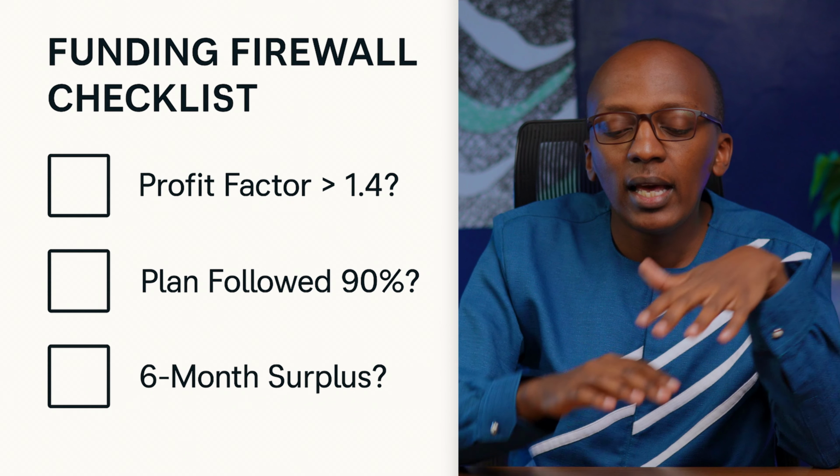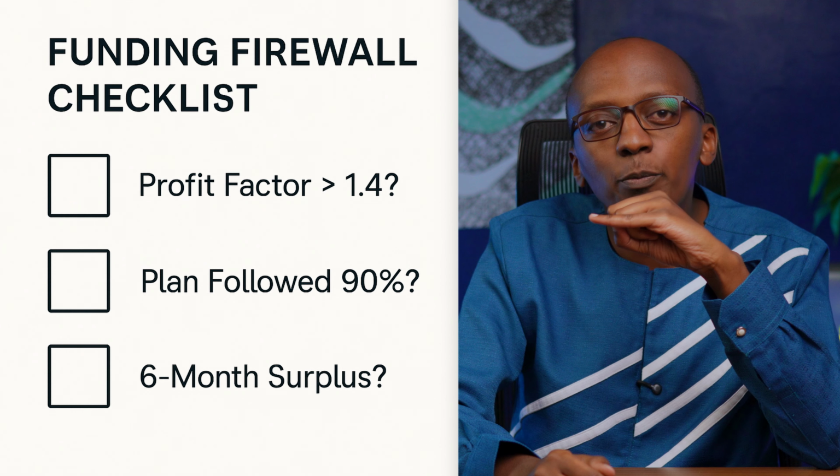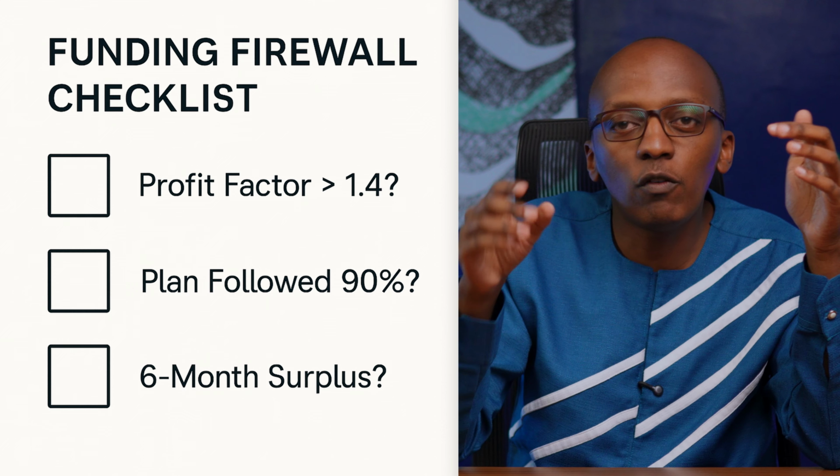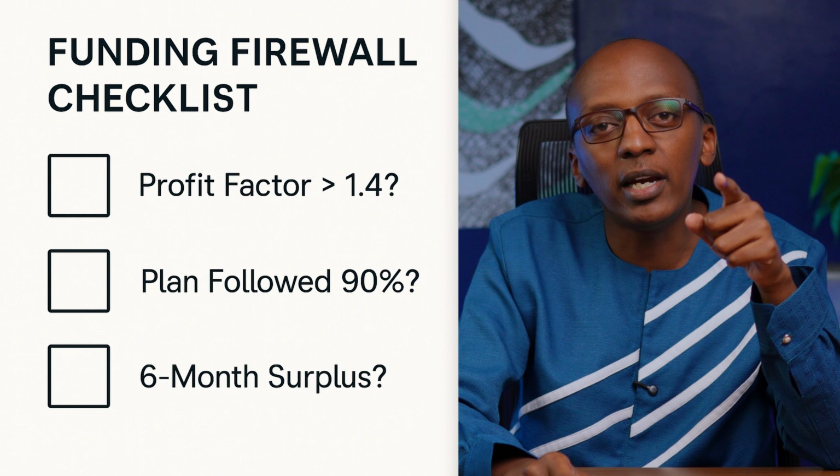Number 3, the surplus check. Do I have 6 months of living expenses saved up outside of this trading money? This proves that you are not trading with scared money. Print this checklist out, tape it to your bank card, and make yourself earn the promotion to trade.